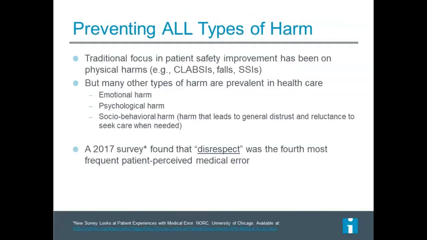And we've been talking a lot about broadening our definition of harm. Traditionally, I think when we started in patient safety, we were really focusing on physical harm, particularly in the inpatient setting: central line infections, falls, wrong side surgery, those kinds of things. But we're starting to talk much more about other types of harm, including emotional harm, psychological harm, sociobehavioral harm, harm that is from distrust and reluctance to seek care. Disrespect is something that is coming up more and more as well, that patients actually perceive disrespect as a form of harm. Broadening harm to be both physical and psychological.